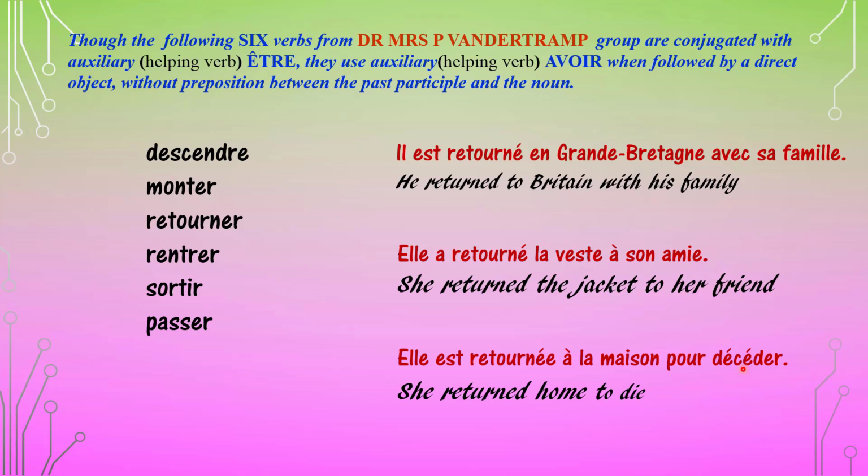Now let's have a look at the third sentence. Elle est retournée à la maison pour décéder. So again, the helping verb être is used because there is a preposition between the past participle retourné and the direct object or the noun la maison.